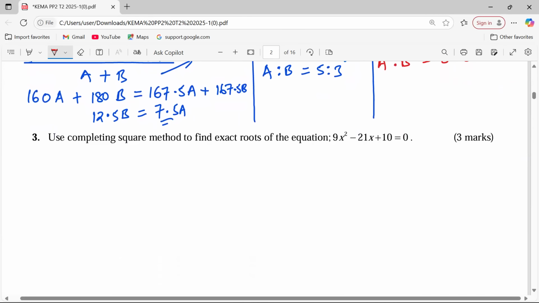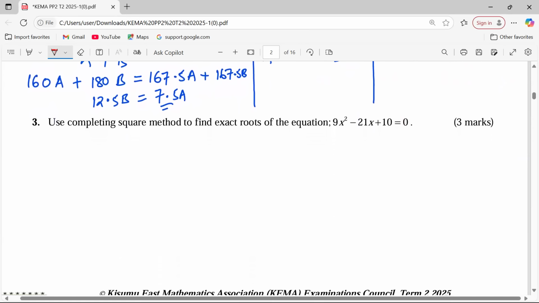Let's look at number 3. Use completing square method to find exact roots of the equation, or rather to solve for x in the equation 9x squared minus 21x plus 10 equals to 0.